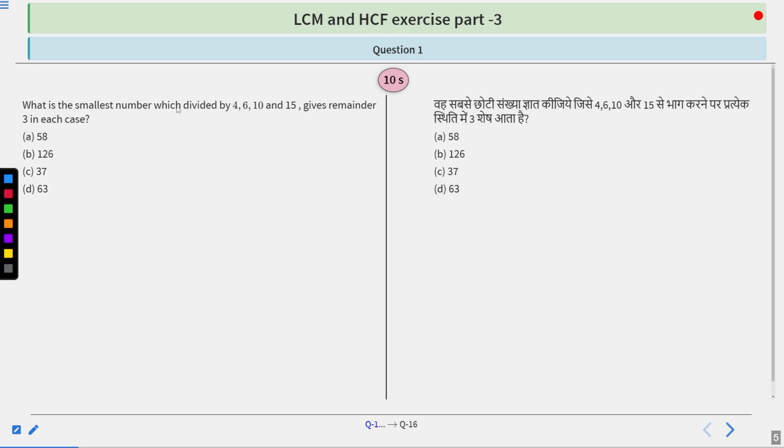What is the smallest number which divided by 4, 6, 10 and 15 gives remainder 3 in each case? Options are 58, 126, 37 or 63.